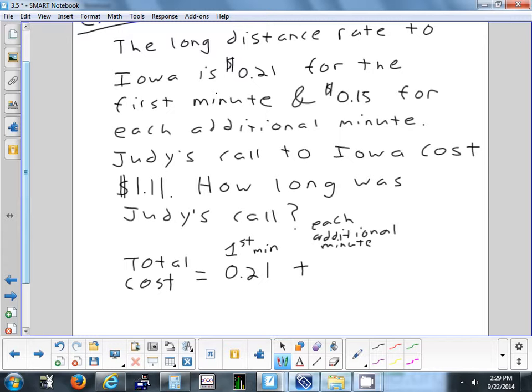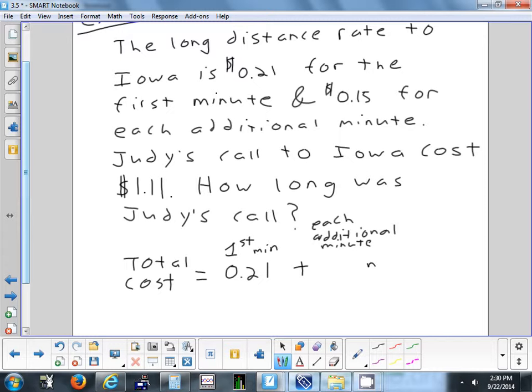If you talked for 5 minutes, how many times would you pay it? No, you wouldn't pay it 5 times. You only pay it 4 times. That's the key, because you've already paid for the first minute separately. What if you talked for 8 minutes? How many times would you pay the 15 cents? Just 7. This is the key. You don't pay each additional minute, it's like 1 less. So if you talk for 10 minutes, how many times would you pay each additional minute? 9. Only 9 times.